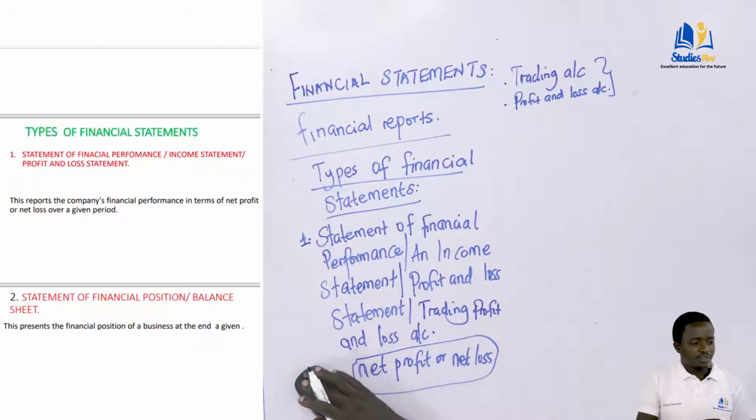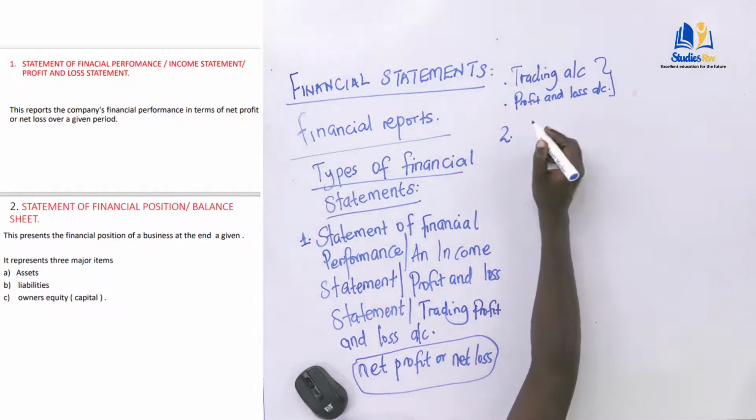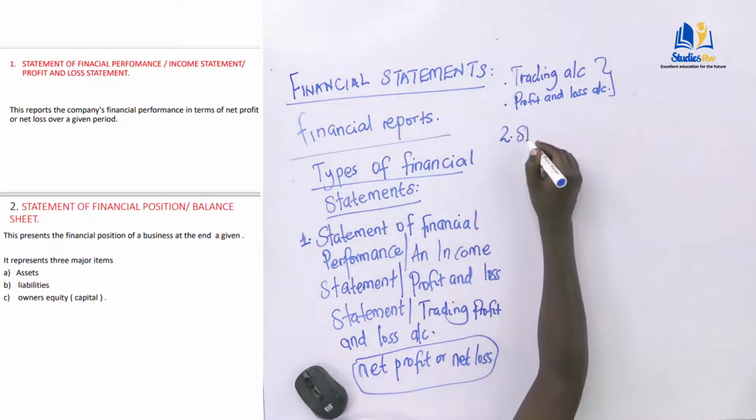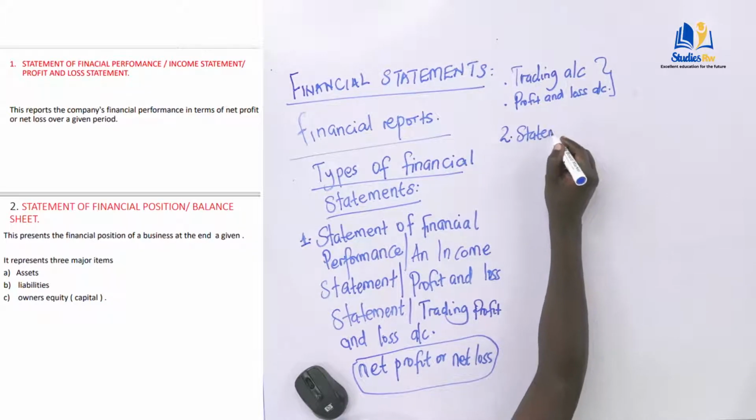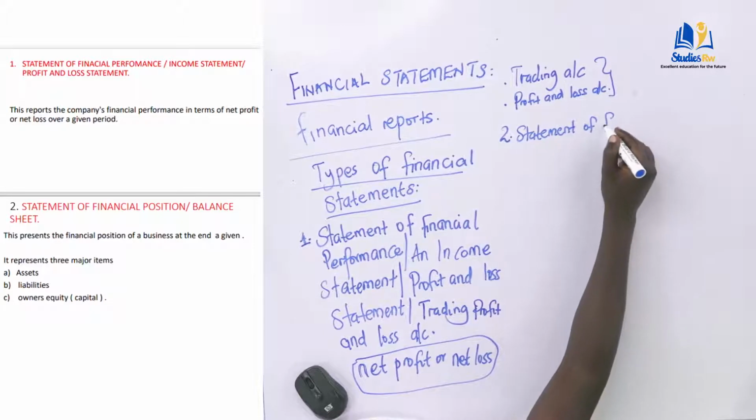Then we have the statement of financial position, or what we call the balance sheet. So type number two, statement number two, statement of financial position.